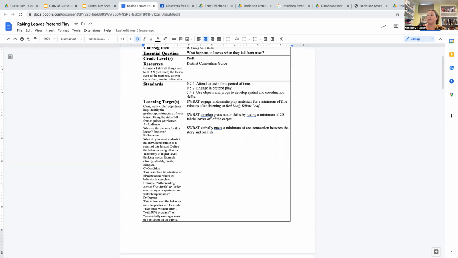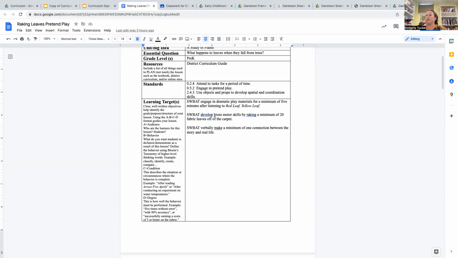So I said students will be able to engage in dramatic play materials for a minimum of 5 minutes after listening to Red Leaf, Yellow Leaf, a book by Lois Ehlert. So what do we want them to do? Engage in dramatic play. Our audience is students. The condition is after listening to the read aloud, and measurable is a minimum of 5 minutes.